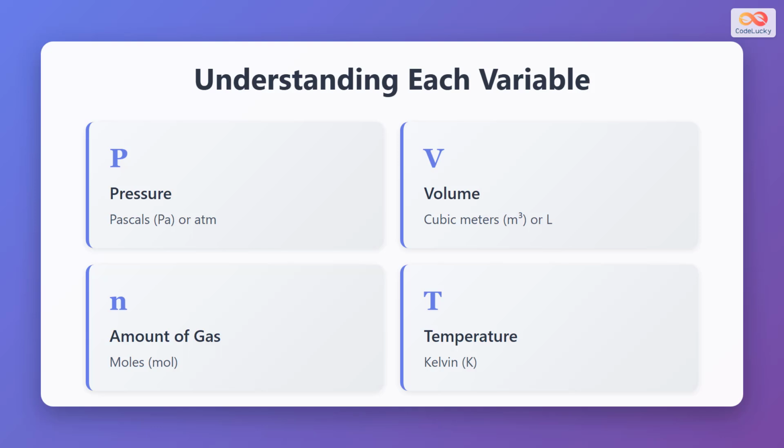Let's examine each variable in the ideal gas law equation. P represents pressure, which is the force exerted by gas molecules colliding with the walls of their container. Pressure is measured in pascals or atmospheres. V stands for volume, which is the amount of space the gas occupies. Volume is typically measured in cubic meters or liters. The letter n represents the amount of gas, measured in moles. 1 mole contains approximately 6.02 times 10 to the power 23 particles, known as Avogadro's number. Finally, T represents temperature, which must always be measured in Kelvin. Temperature in Kelvin equals temperature in Celsius plus 273.15. Understanding these variables is crucial for working with the ideal gas law.